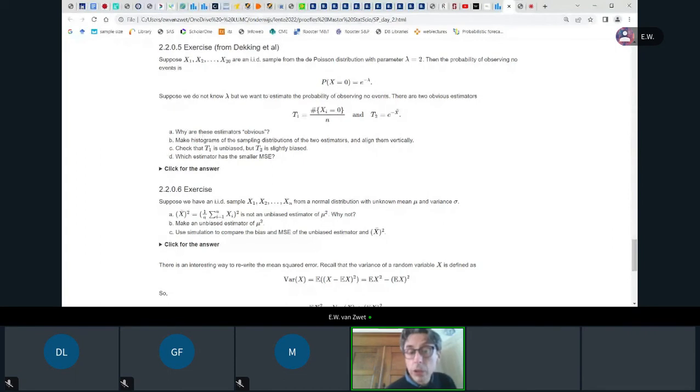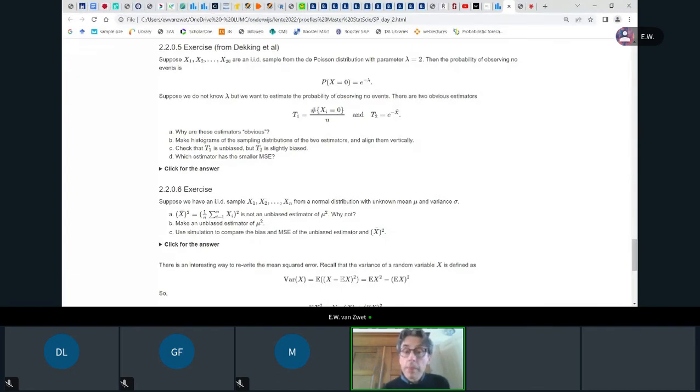So let's suppose we don't know that lambda. I mean, it's 2, but we don't know that. We only have the data and we need to estimate it. So we want to figure out the probability of observing no event at all. Now there are two obvious estimators. The first is looking at how many out of those 20 observations are 0, so the proportion of zeros in the 20 observations. That's T1.